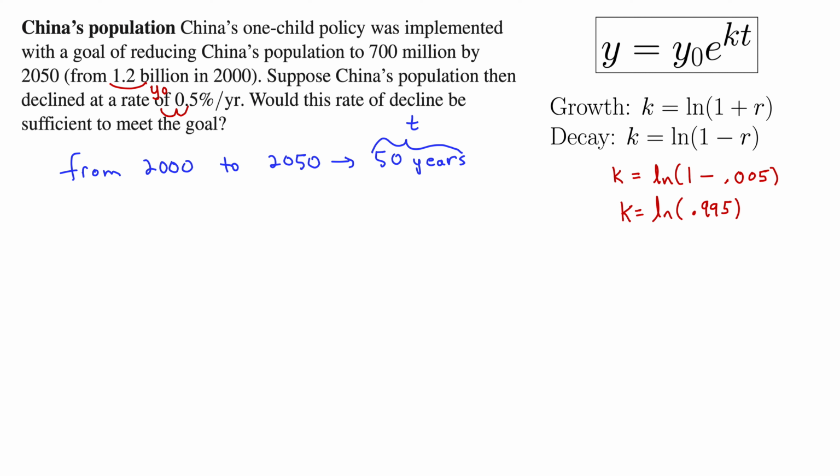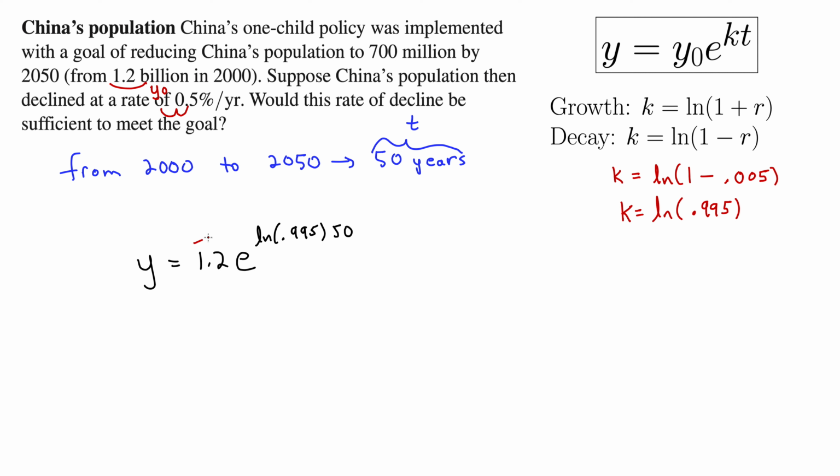Okay, I think we're ready to start plugging things into our equation here. We don't know what our new population is going to be, but whatever it is, we're going to see if that was enough to reduce China's population to 700 million. So y is going to be our new value. We started with y naught, which was 1.2. We'll just do this all in terms of billions. E to the natural log 0.995 times t was 50 years.